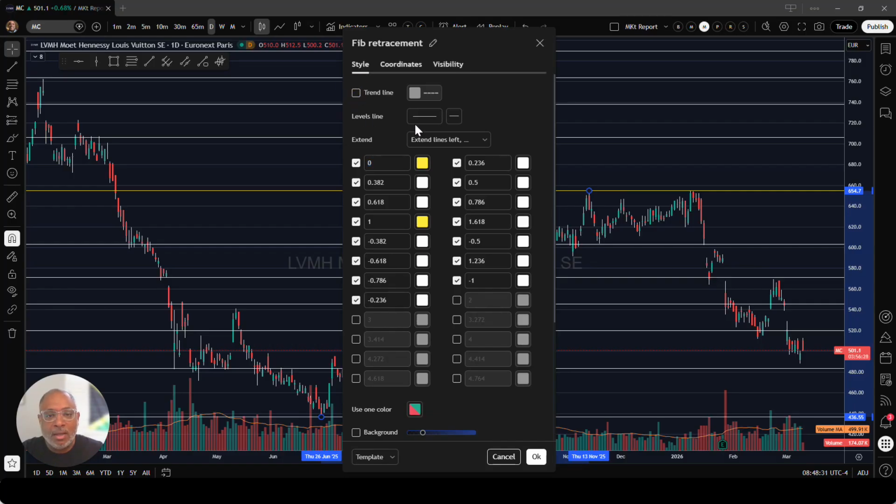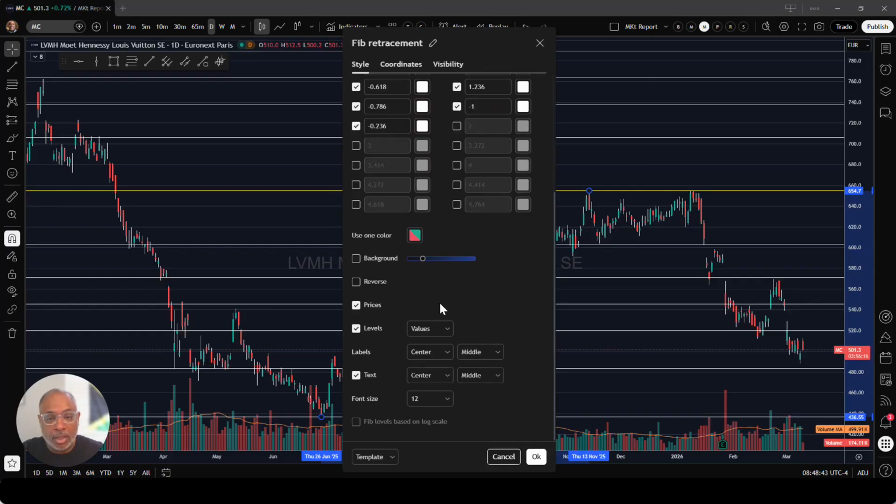You don't need that. And then I also make sure that on the extended setting, it extends left and right, so I can go back and forward in time. That way I can always see how the levels performed over time as I move through the chart back and forth. All right, so that's how you set up the levels.